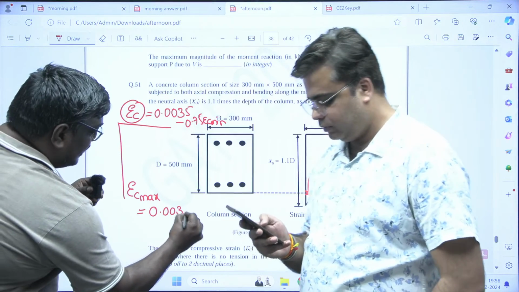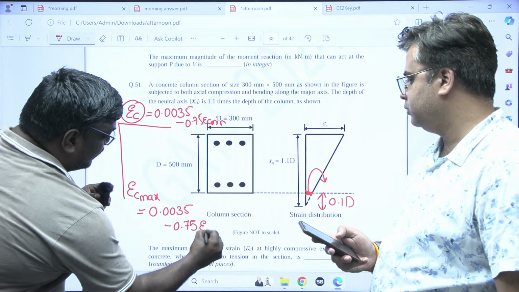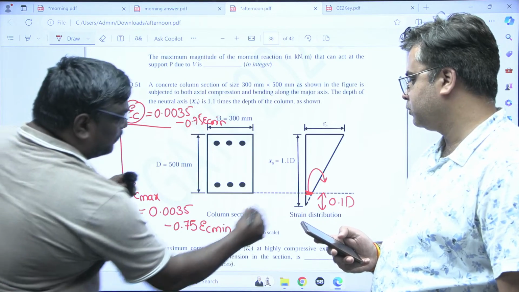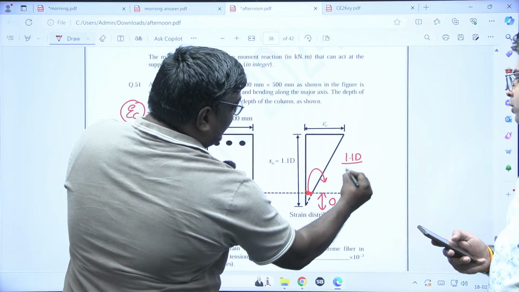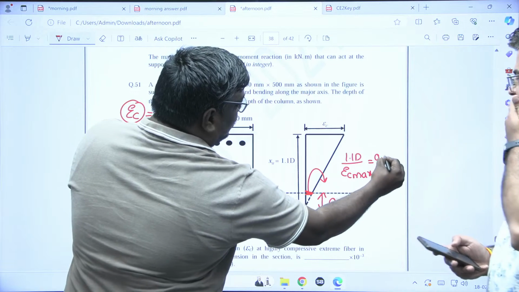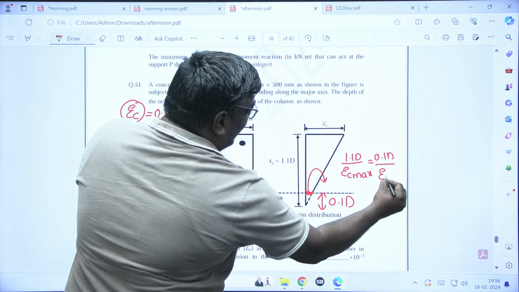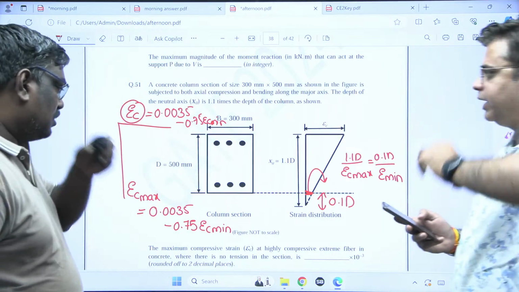0.0035 minus 0.75 upon EC minimum. And here we have the interpolation. What you can write is 1.1 D upon EC max, or you can write 0.1 D upon EC minimum. Sir, they have got the value 3.2. What is the answer they have given? 0.2 to 3.4, they have given the range.